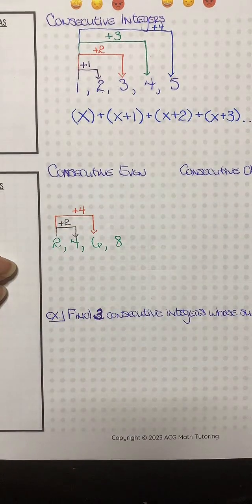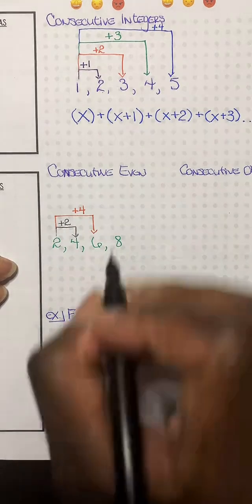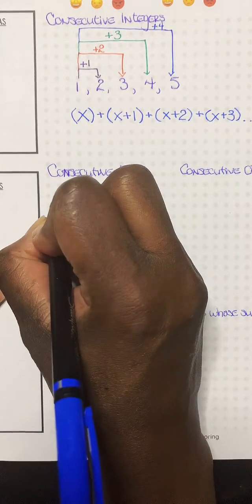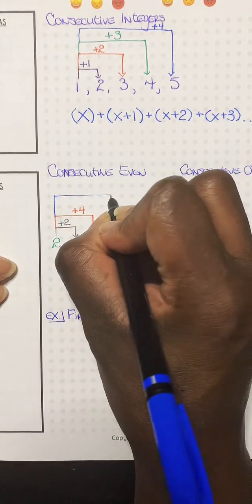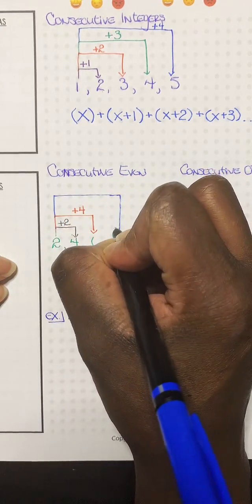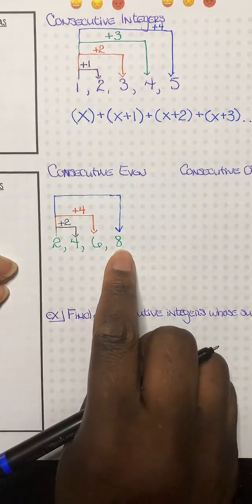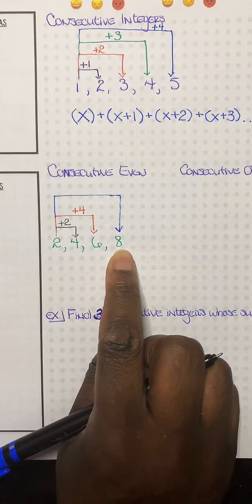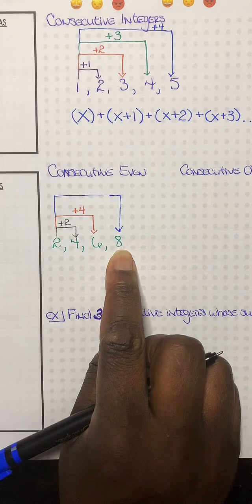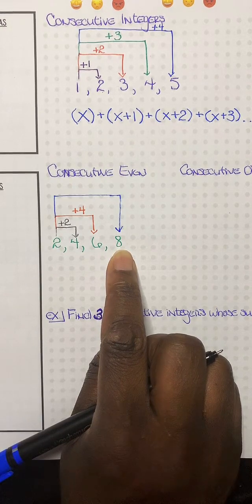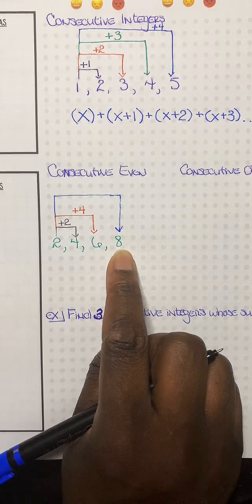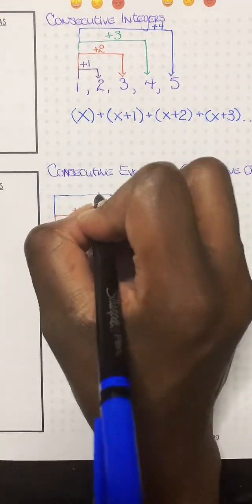Yes, it works, but I'm going to show you the reason why we're doing addition. And lastly, if I wanted to go from 2 to 8, starting at 2, how do I get to 8? Okay, +6. Good.